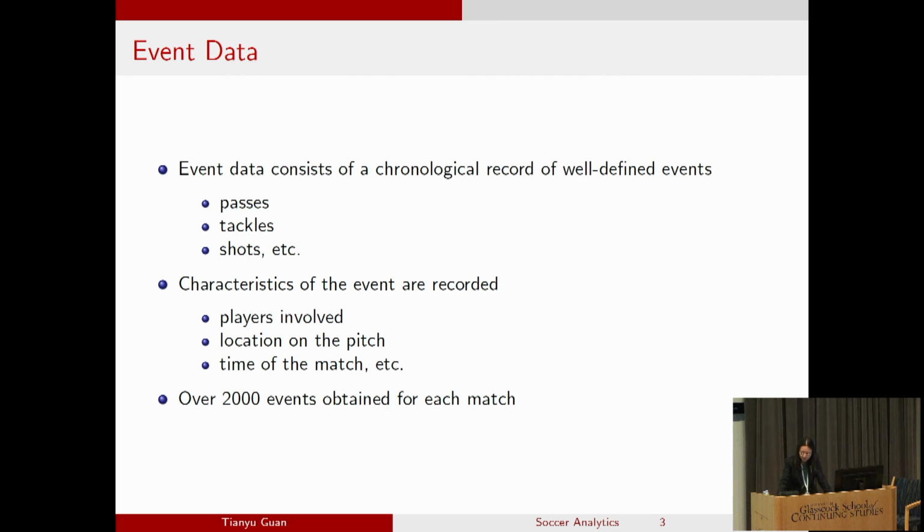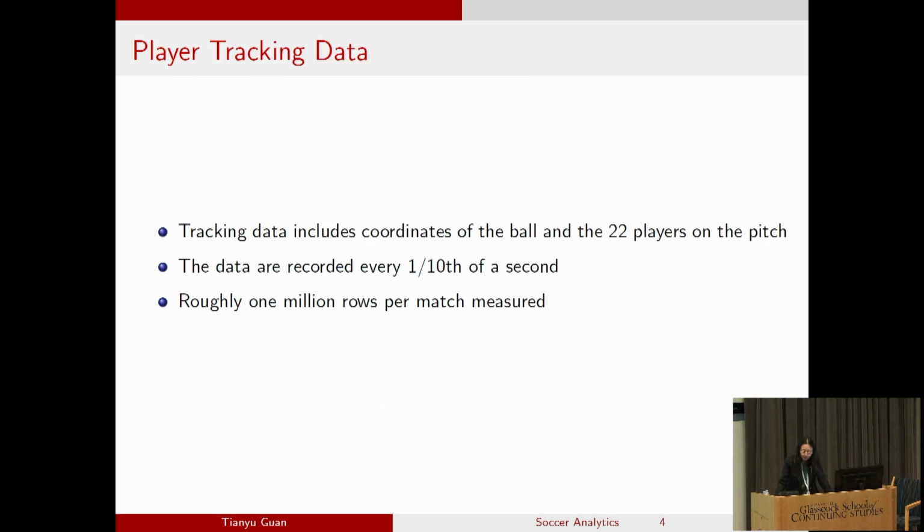The event data focuses more on the on-the-ball activities. We also have access to the player tracking data, which includes the coordinates of the ball and the 22 players on the pitch. It is high-frequency data recorded every 1/10 of a second. So roughly for each match, we have over 1 million rows of data to use. You can consider this big data, right? But in the second and third projects I will talk about, this is not enough data for us. The player tracking data helps us monitor the off-the-ball player movements.